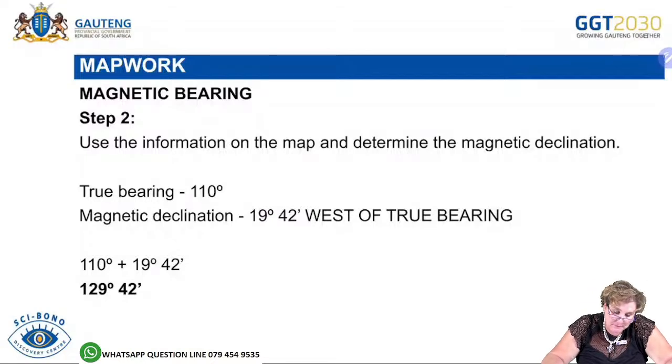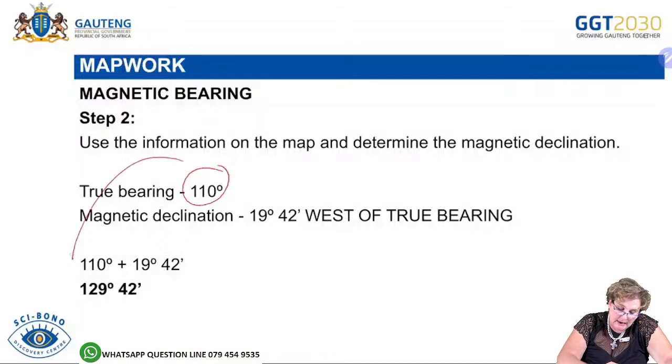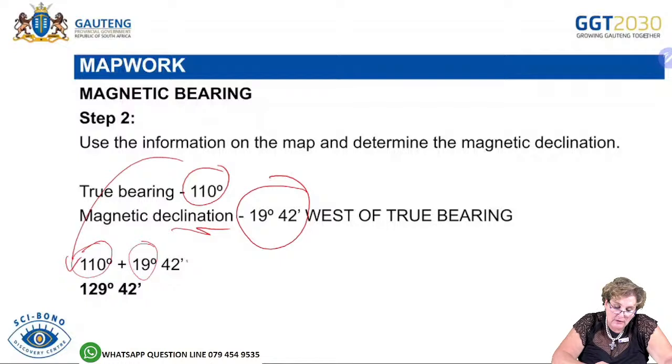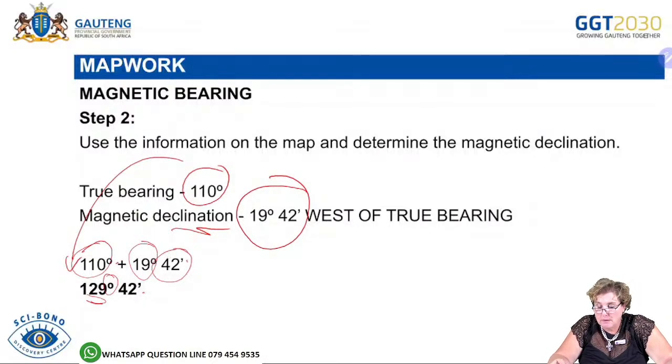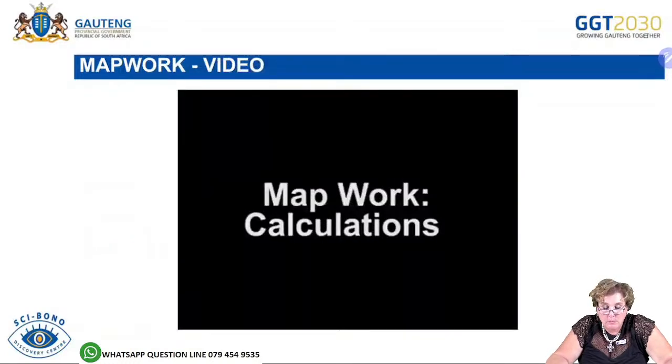Now you use the information on the map and you determine the magnetic declination. Remember, we have done that now. So we take that true bearing, which is 110. We calculated the declination, so we take that 19 degrees 42 minutes. Degrees added to degrees gives me 129 degrees. 0 minutes plus 42 minutes gives me 42 minutes. So the answer now, the magnetic bearing between the two points, is 129 degrees 42 minutes.